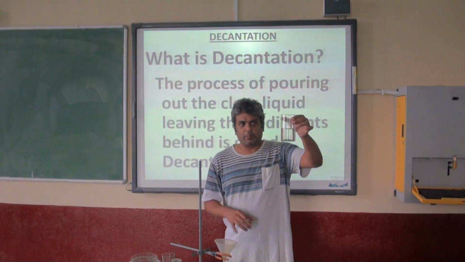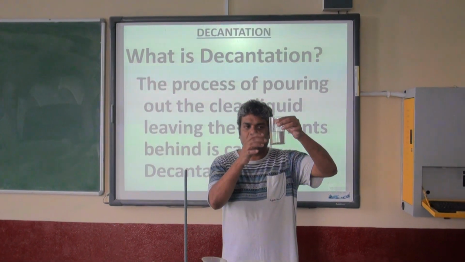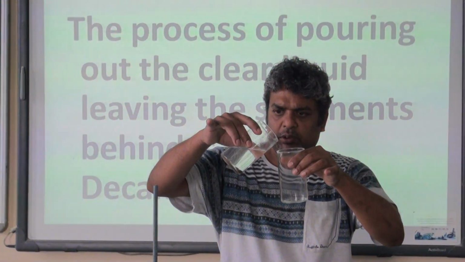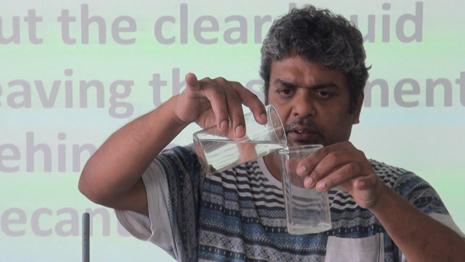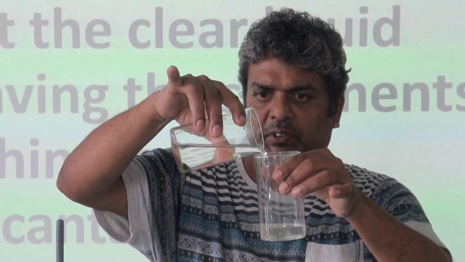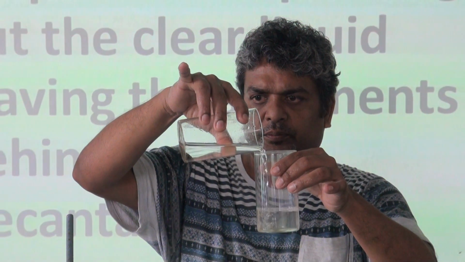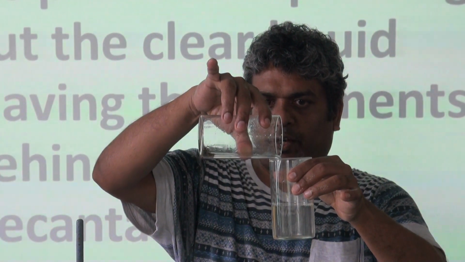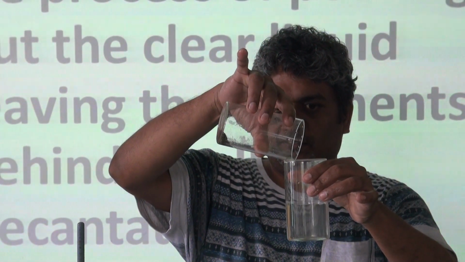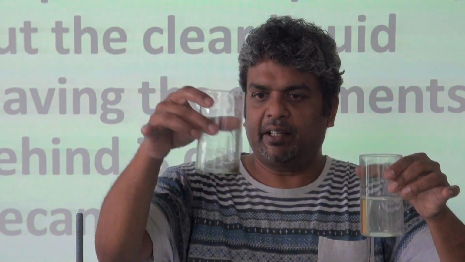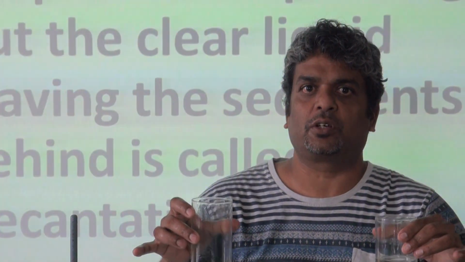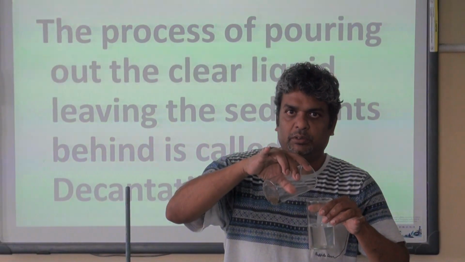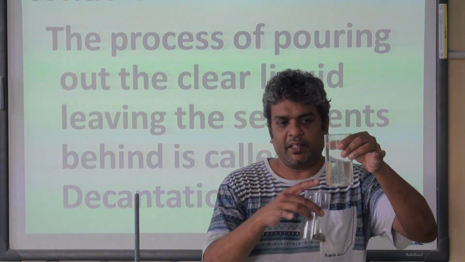Now sedimentation has taken place. All the sediments have settled down. Now I take another glass and I slowly pour it. Very slowly I pour it. Now this process of pouring out the clear liquid. Now you can see the clear liquid out here and the sediments remain behind. This process is called decantation, or I am decanting. Pouring out, leaving the sediments behind and the clear liquid.